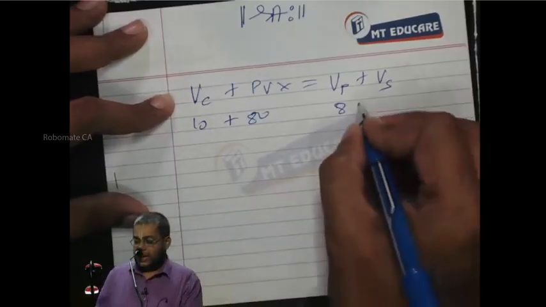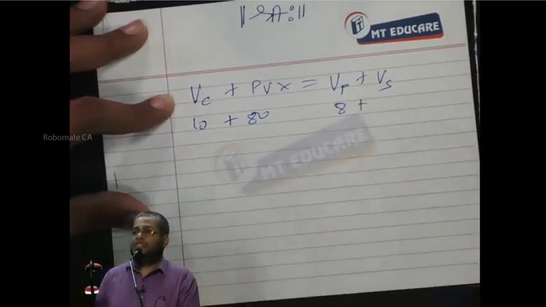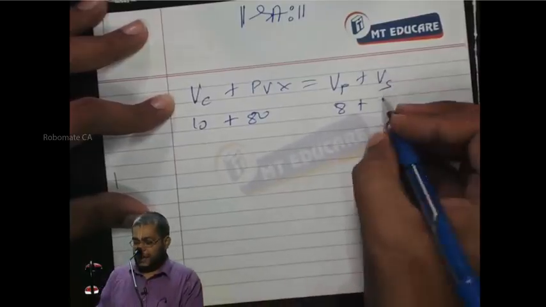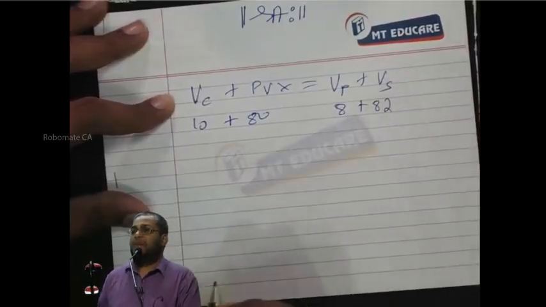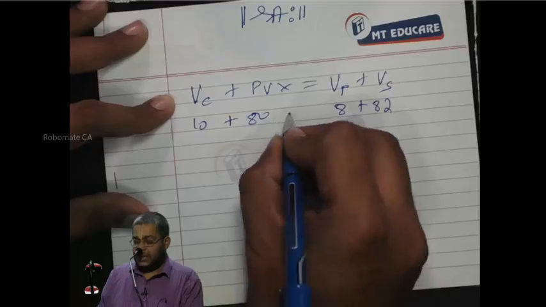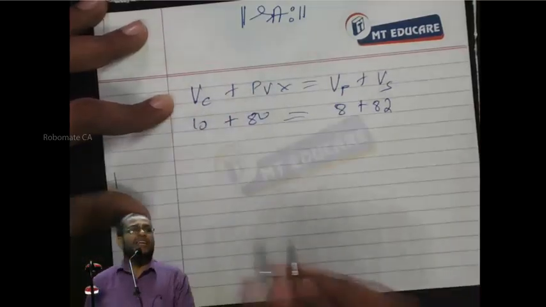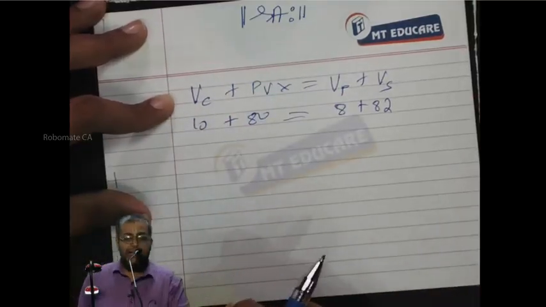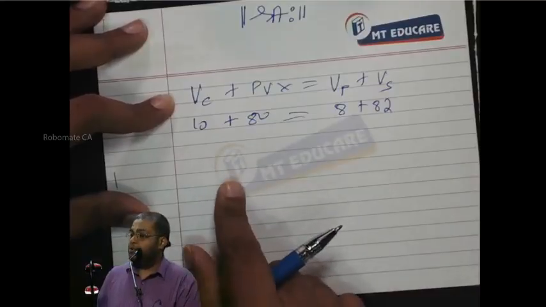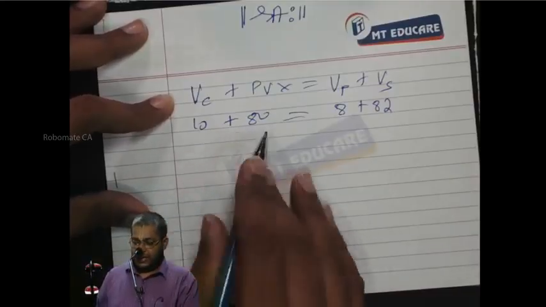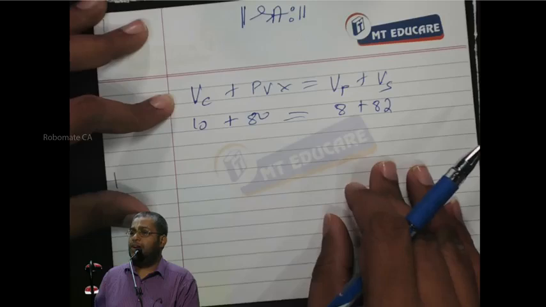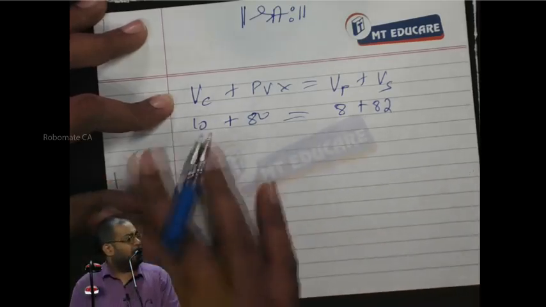And you go to the share market, you see the share price. Suppose the share price is 82 rupees. In that case, the prices are satisfying something called put call parity, because left hand side is 90, right hand side is also 90. Are you following what I am saying?